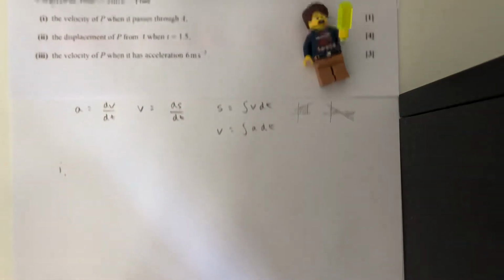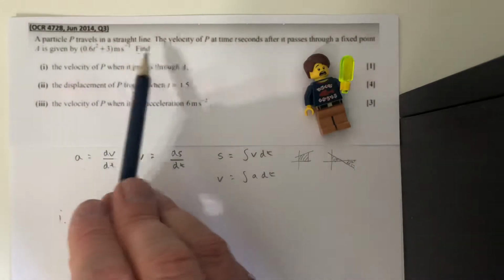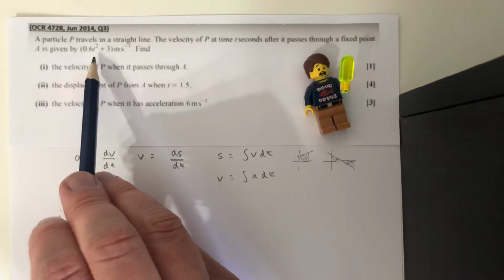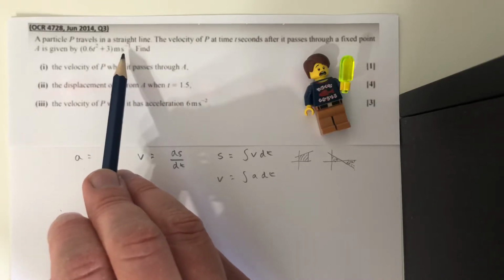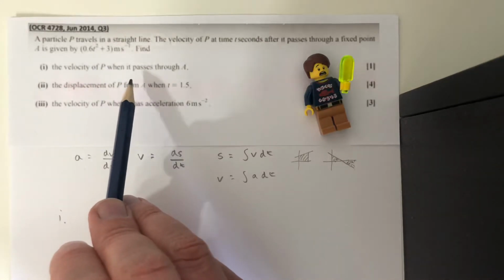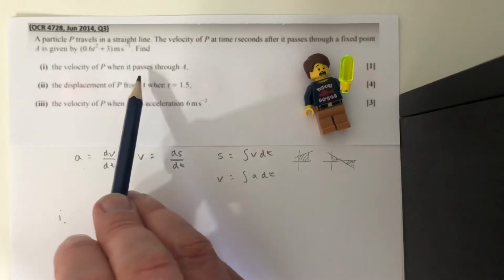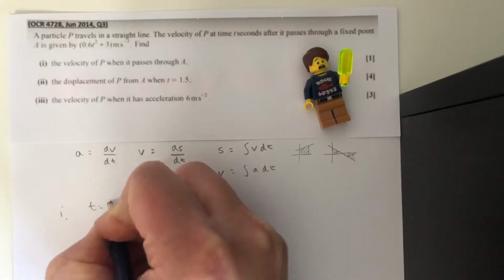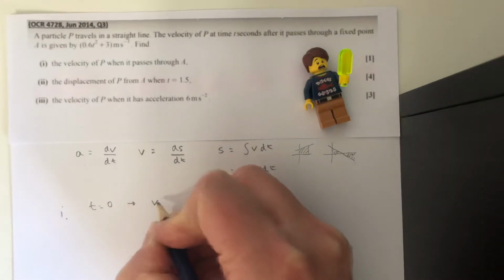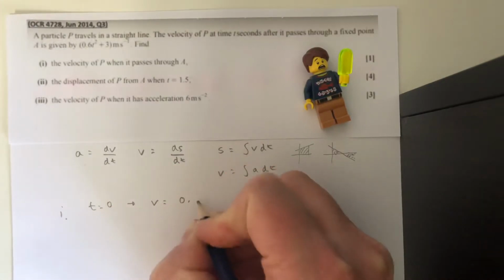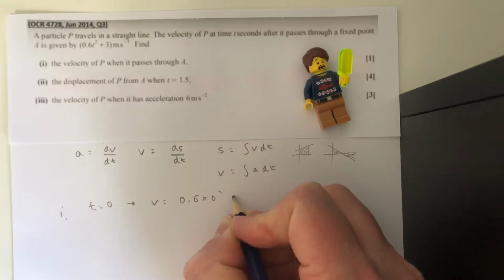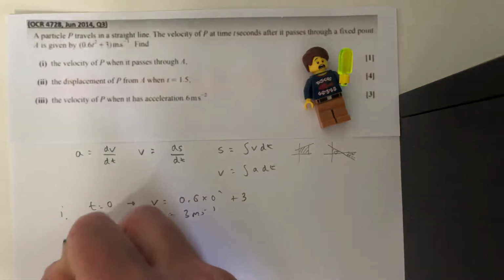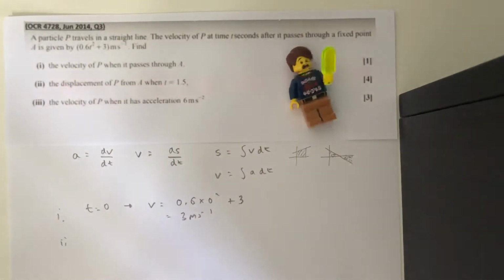So the first one here, number 1, we've got a particle travelling in a straight line. Velocity is measured at t seconds after it passes through a point A as 0.6 t squared plus 3 metres per second. Find the velocity of P when it passes through A. Well, at point A, what do we know? Well, t is 0. So when t is 0, we just need to substitute that in. So v is 0.6 times 0 squared plus 3. That's nice and straightforward, 3 metres per second. I like that question. It is only worth 1 mark. The next one's a bit trickier.